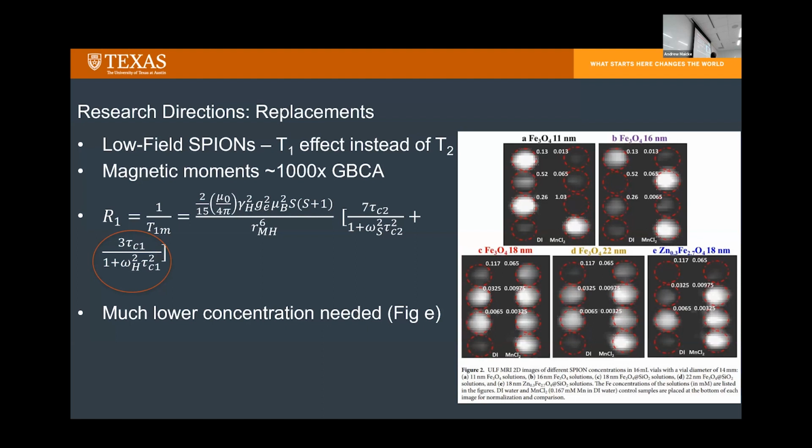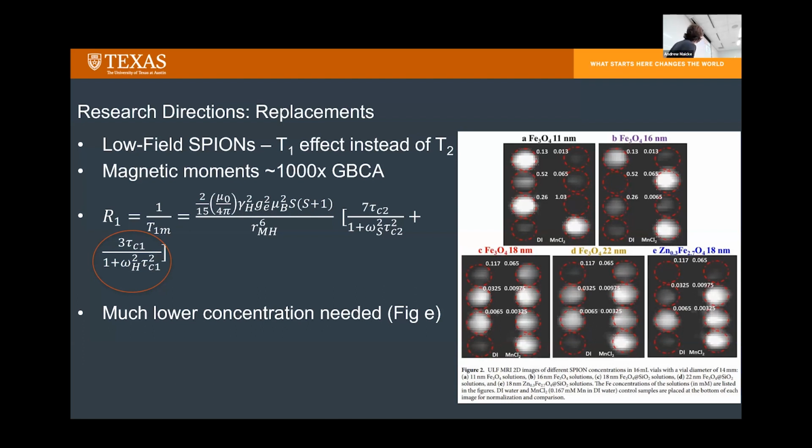And over here, I will point out that at a relatively low concentration of this zinc iron oxide based nanoparticle, so only 0.00325 millimolar, they got better results than this 0.16, I think, millimolar manganese chloride using the paramagnetic ions. Manganese, sorry.